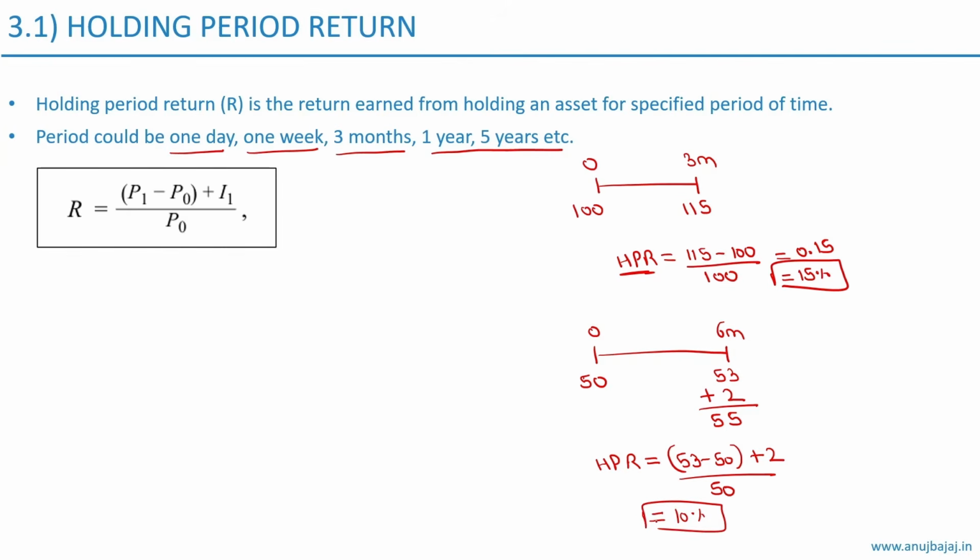This is the formula of holding period return. The holding period return is denoted by capital R. P1 is the price of the asset at the end of the holding period. In our case it was $53. P0 refers to the price of the asset at the beginning of the holding period, which was 50, and I refers to the income at the end of the holding period. Income could be dividend, interest, or any other form of income. In our case it was $2, divided by P0.